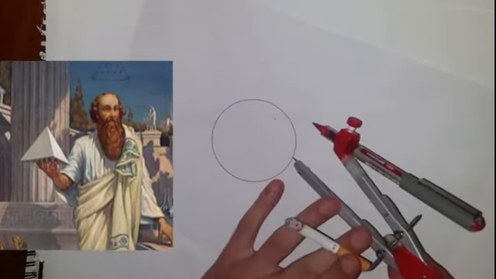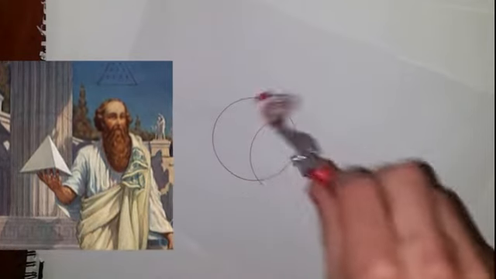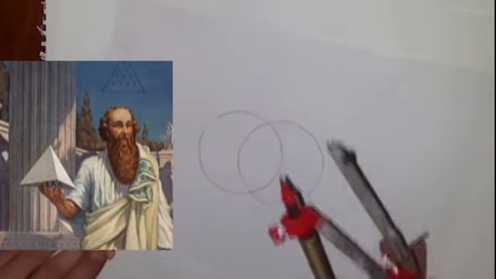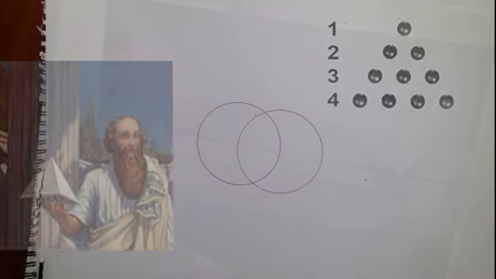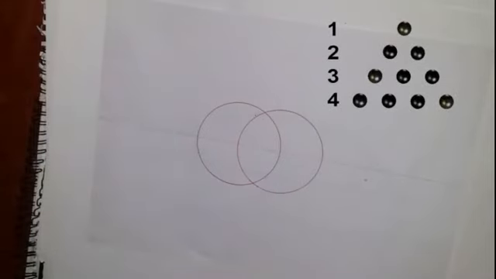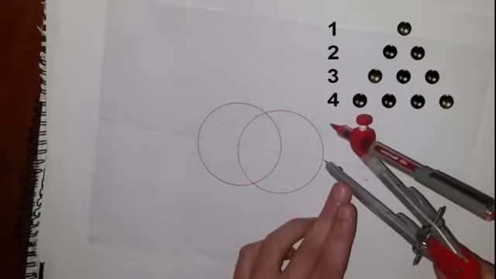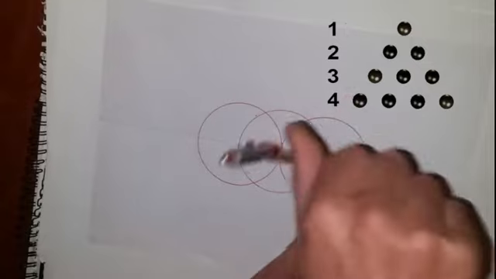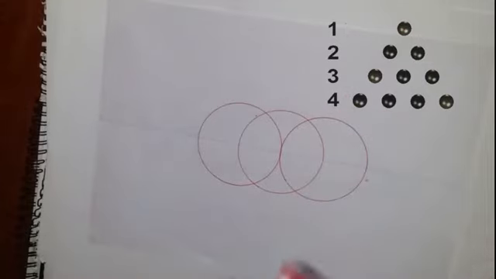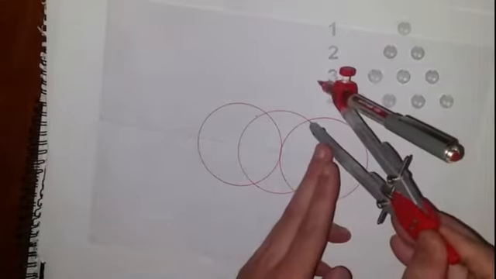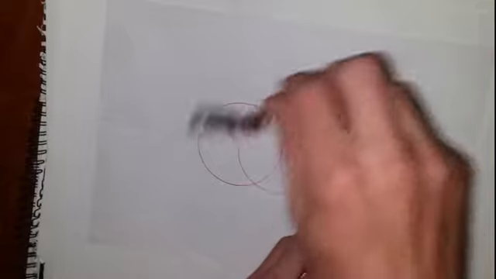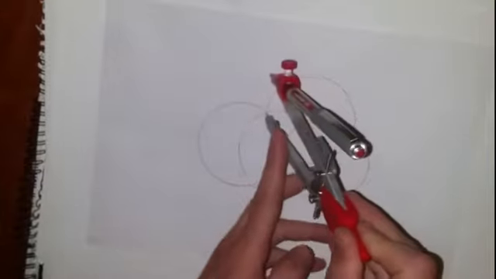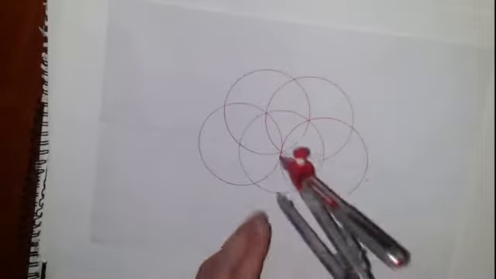So the vesica: two circles, the center of the second on the edge of the first. And now we'll extend that once more to what's sometimes called the double vesica Pisces. And now extend it further to create what's called the seed of life, which is essentially the basics of the hexagon.